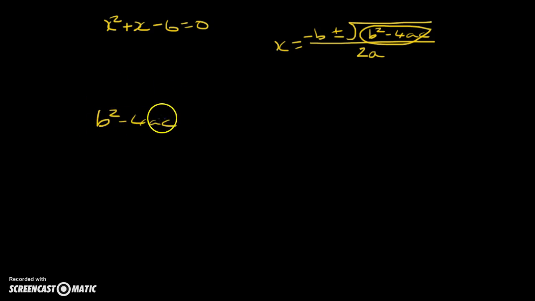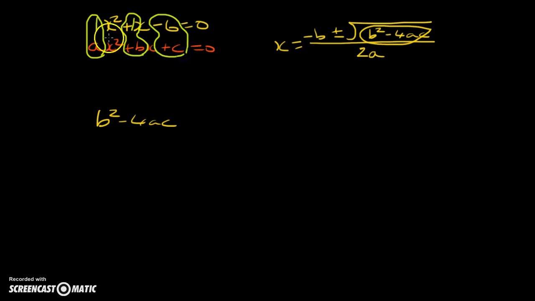Now, to get our values of a, b, and c, we're going to have to compare our equation to the general form of a quadratic equation, ax squared plus bx plus c. I would pop the 1's in, so 1x squared plus 1x. So if we just compare, you can see a equals 1, b equals 1, and c equals negative 6. So let's write those down: a equals 1, b equals 1, and c equals negative 6.